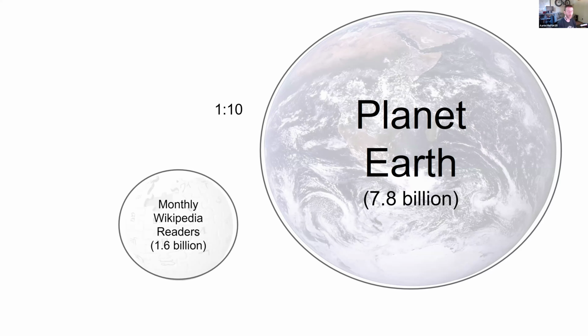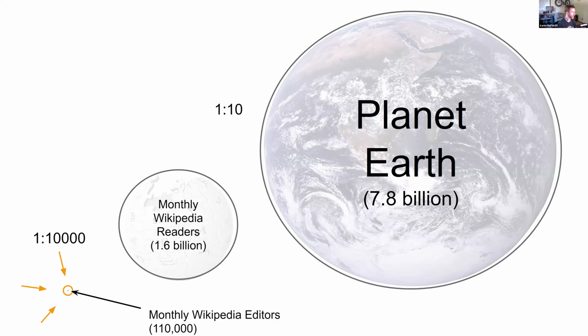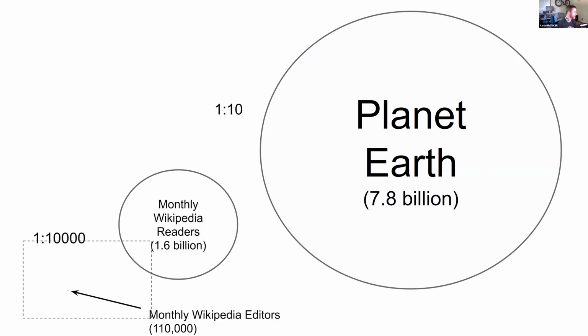Well, there's about 1.6 billion people who read Wikipedia about once a month. So about 1 in 10 people on Earth are reading Wikipedia once a month, which is a pretty big ratio. But when you look at Wikipedia editors, there's about 110,000 of them that edit Wikipedia about once a month, and that's about 1 to 10,000. So one editor per 10,000 readers of Wikipedia. I just want you to know that, like, this pixel, that's way too big. I can't make it small enough on this screen.